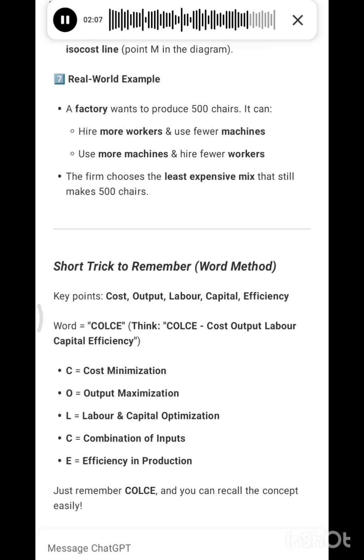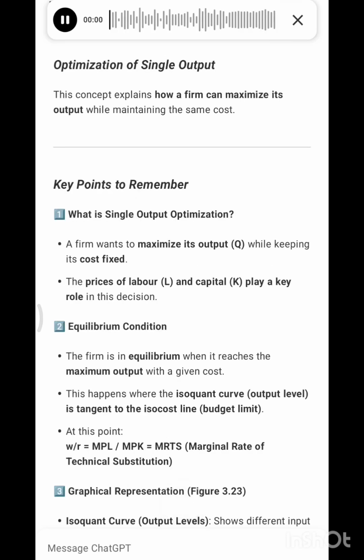Short trick to remember, word method. Key points: cost, output, labor, capital, efficiency. The word is COLCE. Think COLCE: cost, output, labor, capital, efficiency. C equals output maximization. L, labor and capital optimization, equal combination of inputs. E, efficiency in production. Just remember this, and you can recall the concept easily.